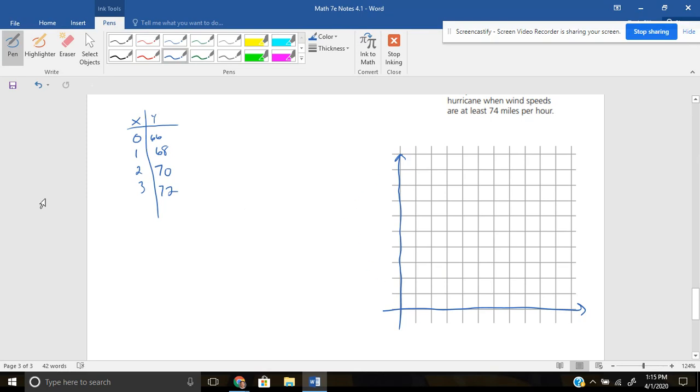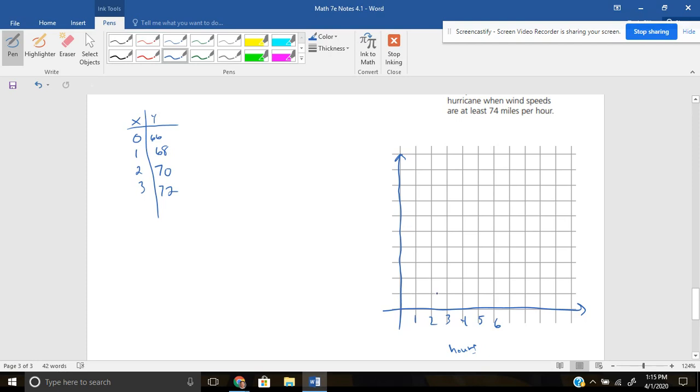And my x, I was talking about hours, and 0, 1, 2, 3, 4, 5, 6, and so on. What I can do is notice that my numbers on my y are actually pretty close together. I could go by ones and graph that pretty easily, or even by twos. But I don't want to start at 1 and go all the way up to 60.